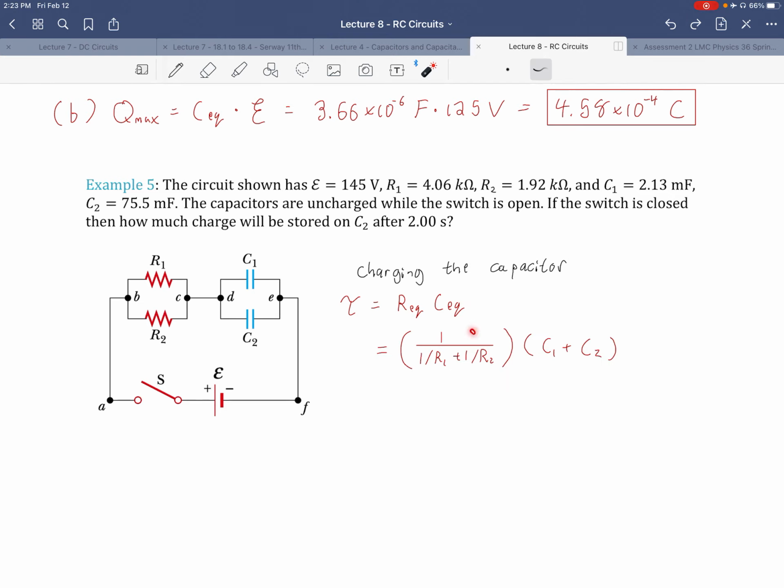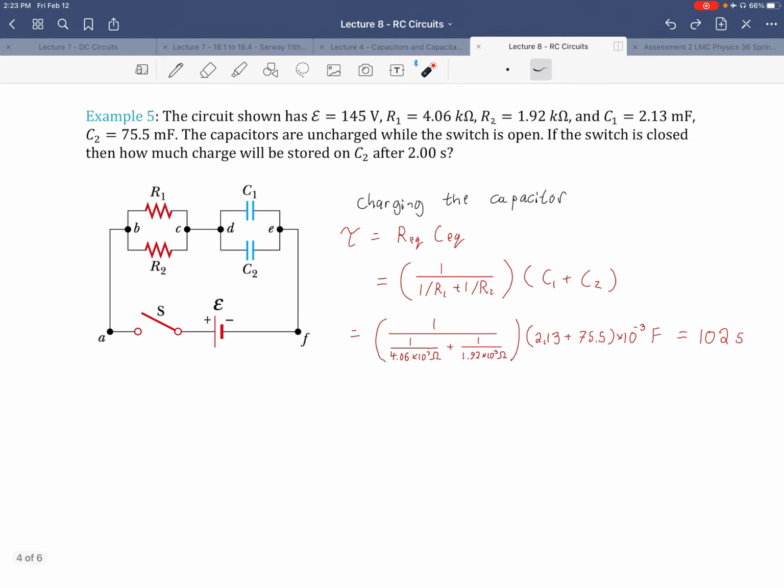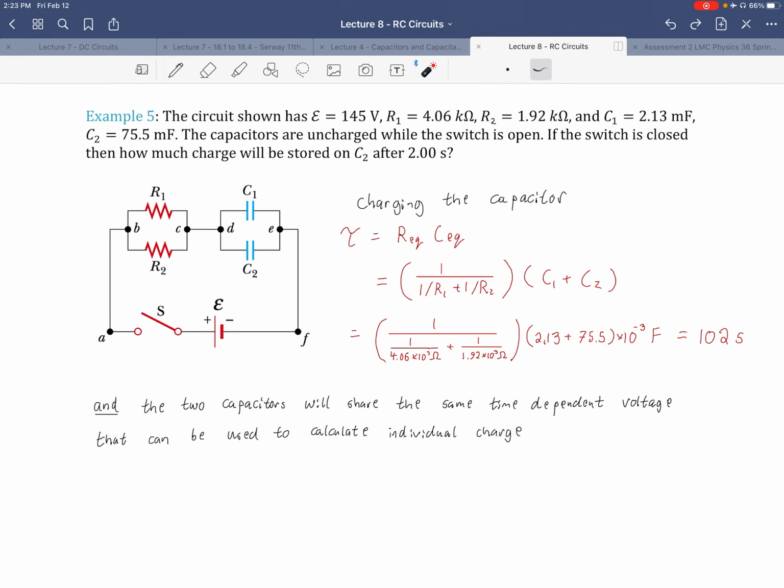Okay, and that's going to take the form of resistors in parallel and capacitors in parallel. Plug in all my numbers, and I get 102 seconds. Well, we're only interested in 2 seconds, so it looks like we're going to have a tiny fraction of the time constant, about a 50th of the time constant, but enough where things have happened.